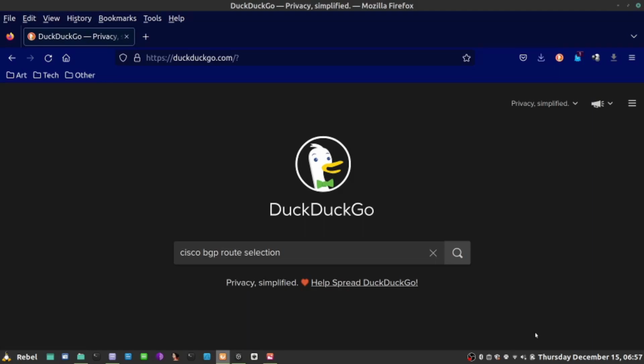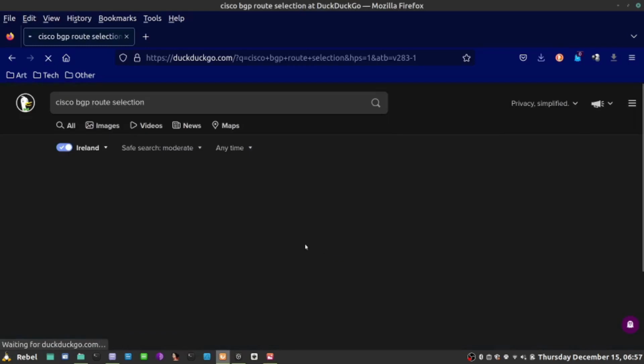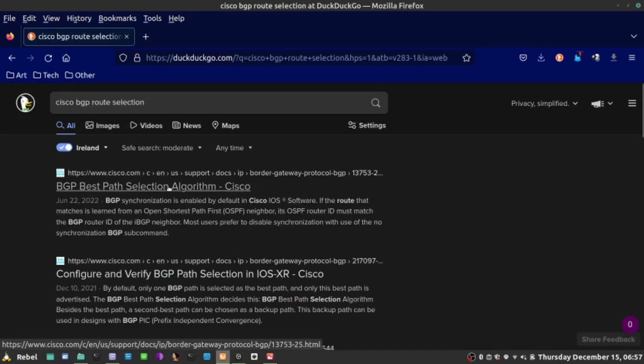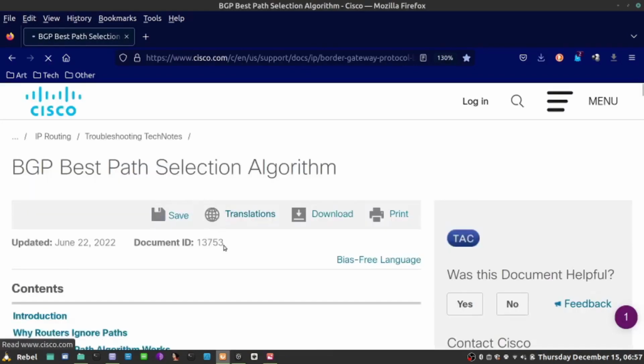So I'll be explaining those attributes one by one as we go along, but the route selection process is a document that I would definitely recommend reading. So if you go to a website and try to find Cisco BGP route selection, probably the first one here in the list would be the Cisco document, how the Cisco router selects the best path.